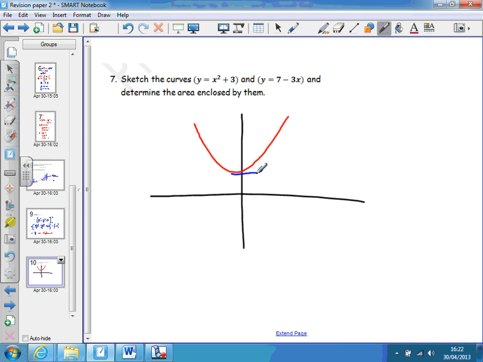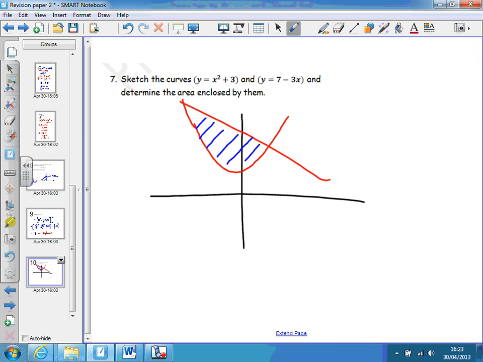And now another curve is coming on, a straight line is coming along, which is y equals 7 minus 3x. So I know it cuts at 7, which will be around about here somewhere, and then it's a negative gradient, negative 3x. So it's going to be a straight line that's going to come down a bit like this. If I extend this curve up a bit, I'm actually after this area between the straight line and the curve.